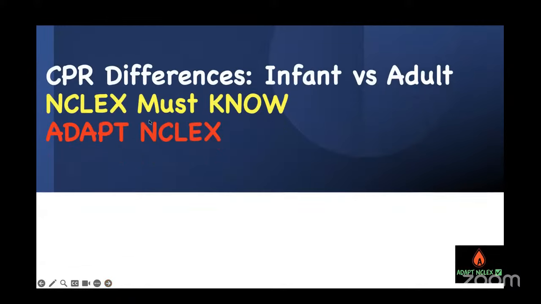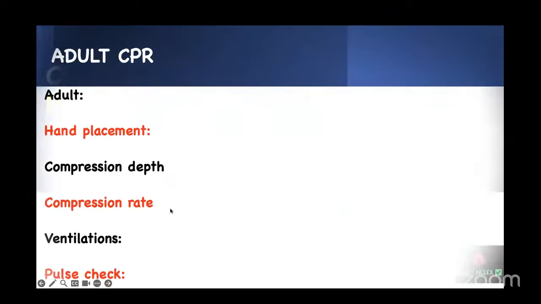Welcome to Adapting Class. If you perform adult CPR on an infant, you will get this NCLEX question wrong. Let's break them down, and exactly what the NCLEX is going to ask you, the differences between these two conditions, infant and adult CPR. Very important, straightforward information. Let's get to it. First of all, you have to know certain key things.